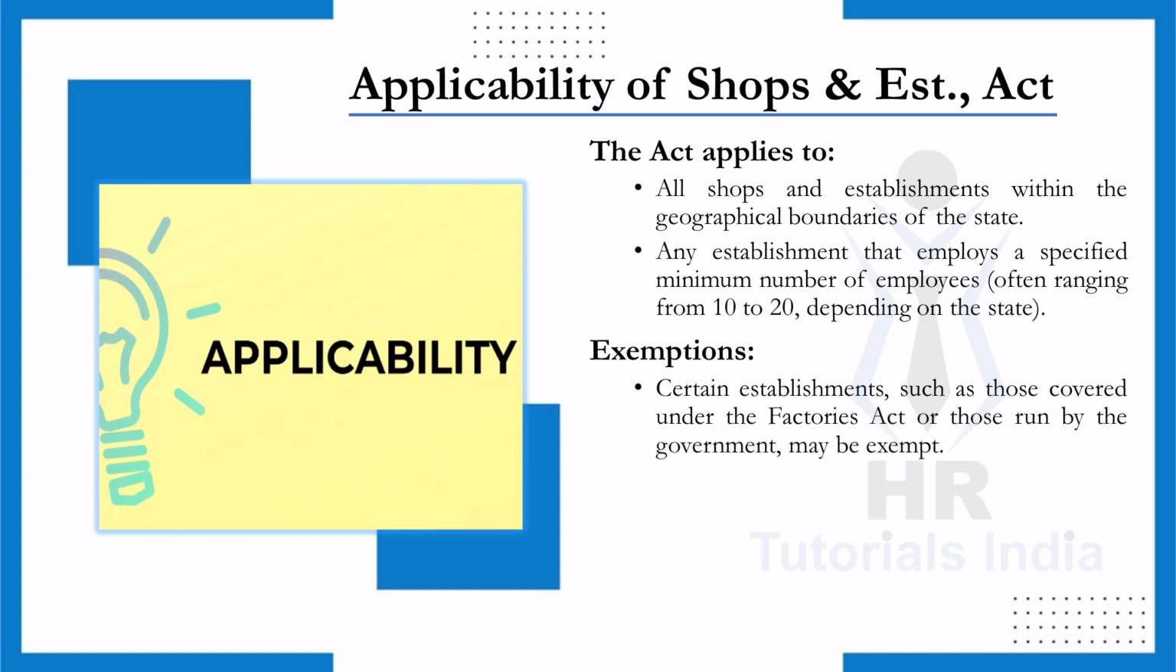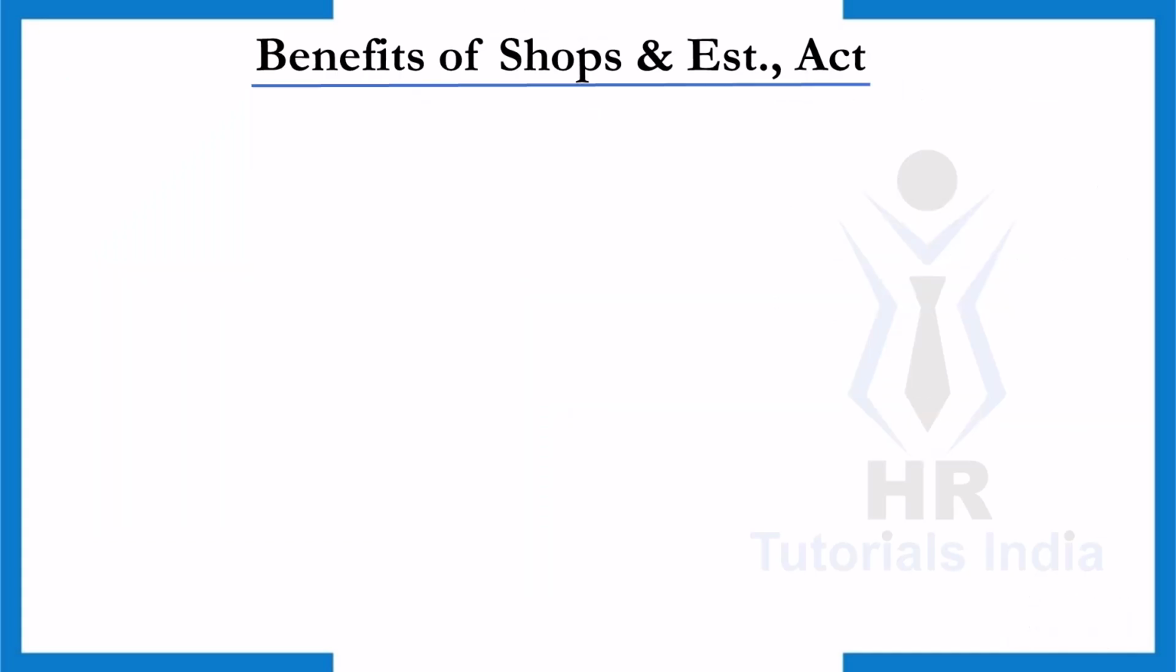For example, Factories Act coverage. Establishments that fall under the purview of the Factories Act are generally exempt from the Shops and Establishment Act as they are already regulated by separate legislation that governs factory conditions. Government-run establishments. Some establishments operated by the government may also be exempt from this Act as they are covered under different regulatory frameworks. Benefits of Shops and Establishment Act.